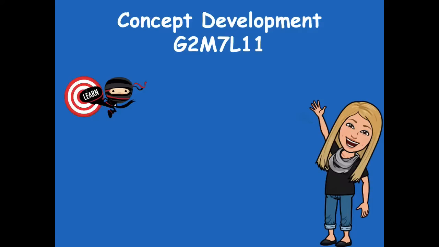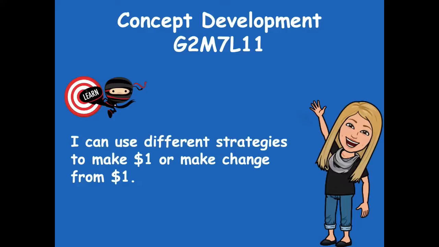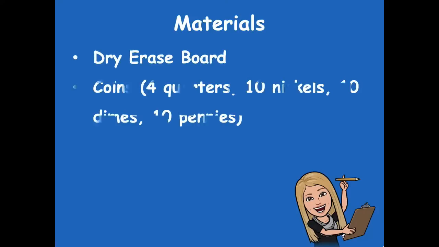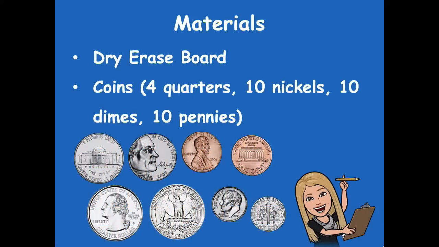For our lesson today, we're going to continue working with coins. So our learning goal for today says, I can use different strategies to make $1 or make change from $1. The materials that you'll need for this lesson are your dry erase board and some coins. If you don't have the coins, that's absolutely okay. Just make sure that you have your dry erase board or a piece of paper so you can draw out the coins. And remember, when we're drawing the coins, you could just draw a circle and put the value on the inside, just like we've done in previous lessons. All right, so make sure you grab those before we get started.